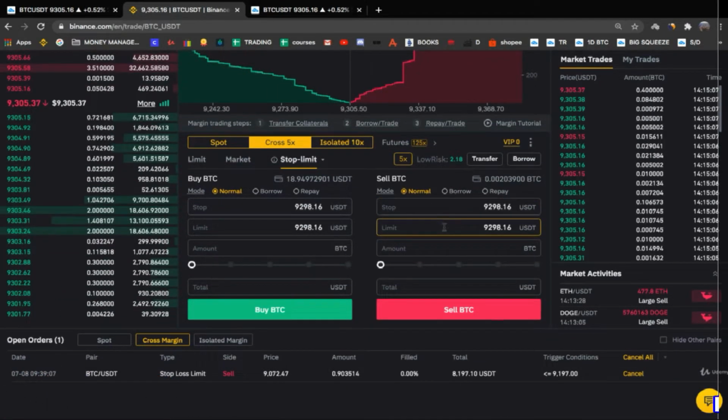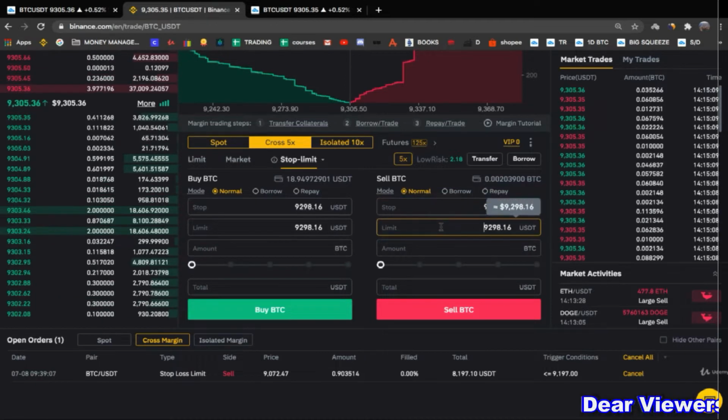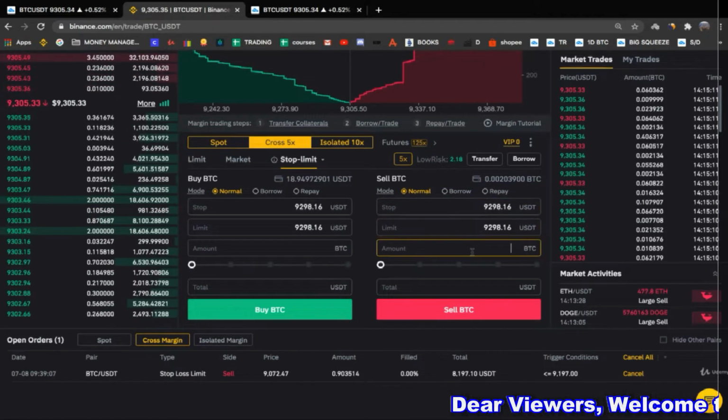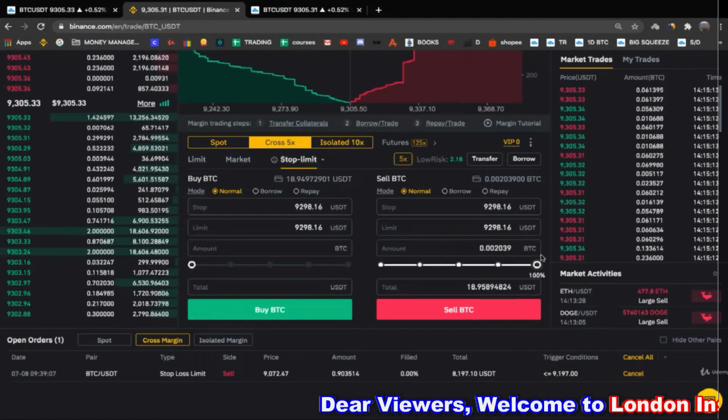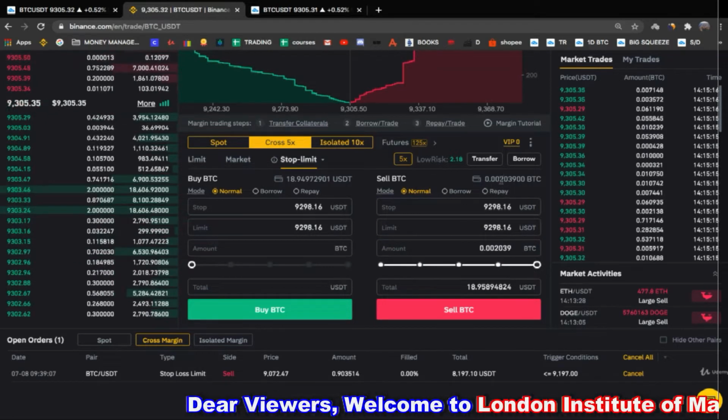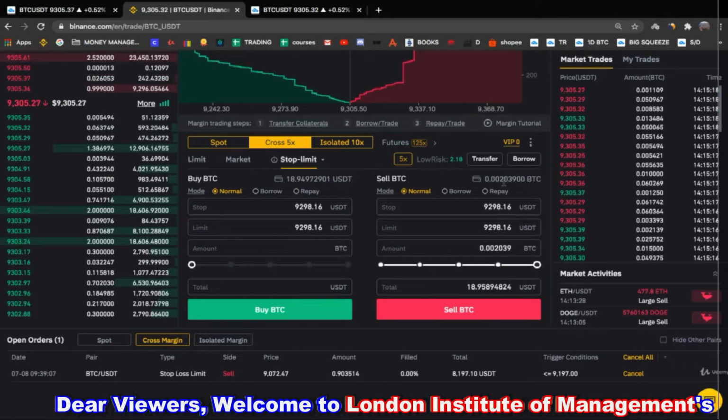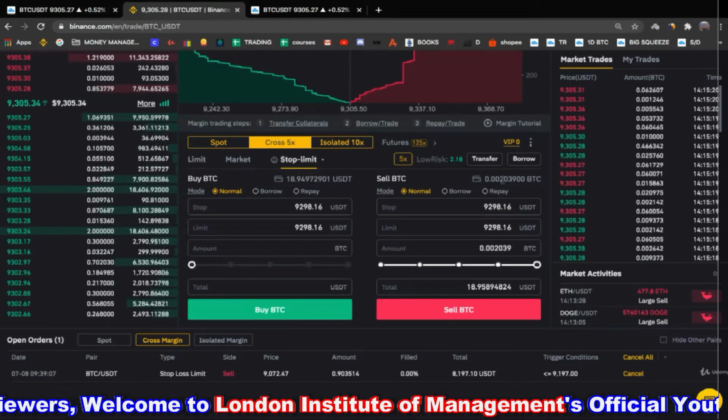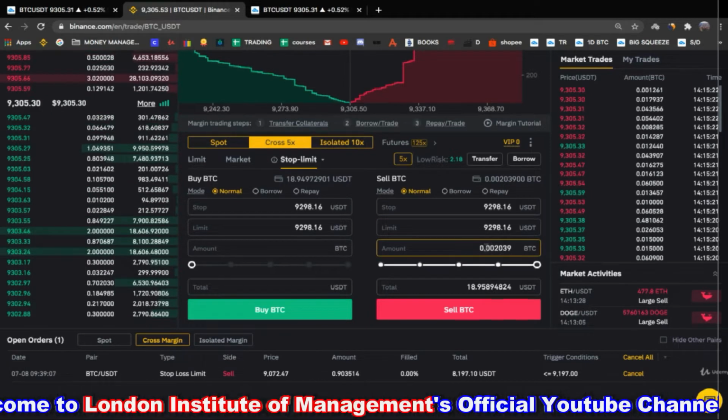Now you have two places where you have to put a price and the amount of Bitcoin. The amount of Bitcoin is clear, right? You are going to exit the whole position. So basically we are going to sell our Bitcoin. So this is clear what you are going to put here.